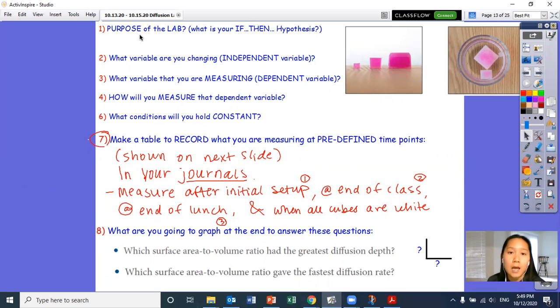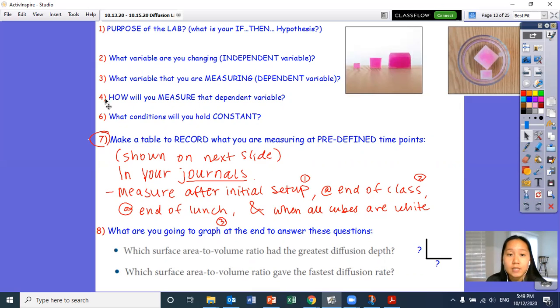So what is the purpose of the lab? You're going to write me a hypothesis, right? You already wrote it earlier. You're talking to me about if a larger or smaller size has a faster or slower diffusion rate based on the size, right? You're going to be talking about what variable we're changing. What is the independent variable, right? It's related to this picture here. What variable are we measuring, right? I said earlier, we're gonna be measuring something related to the white part appearing and growing.